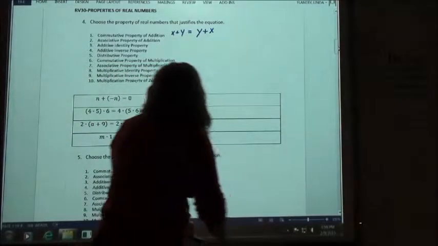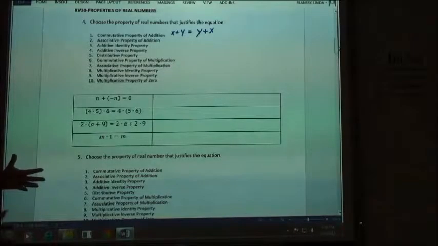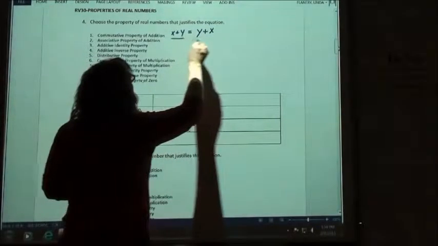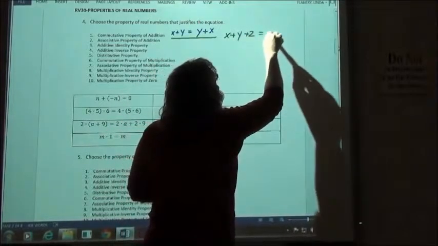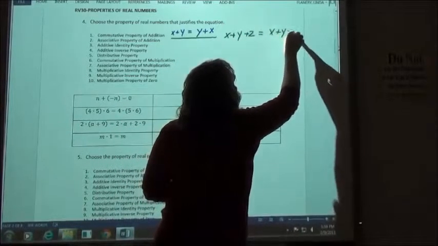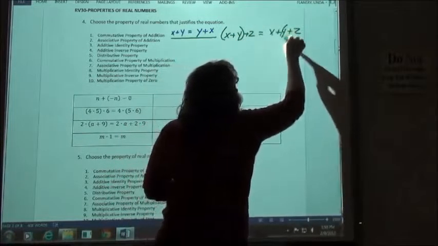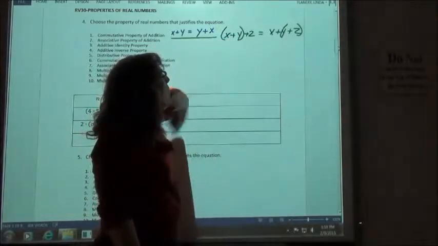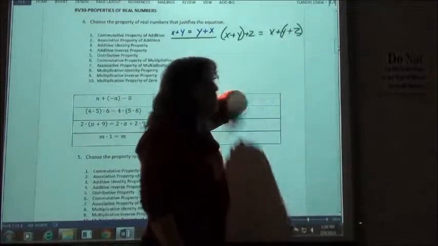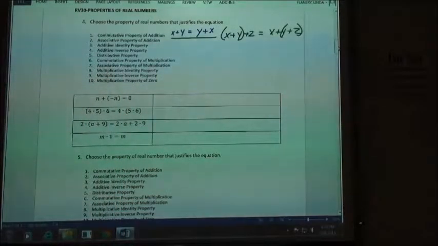Then we had our associative property of addition that said the parentheses have to be moved. The order is the same. So we had something like x plus y plus z equals x plus y plus z. And one of them had parentheses around the first 2. On the other one, it was around the second 2. So on this one, the parentheses are around the x and the y. Here, they're around the y and the z. Everything's in the same order. The parentheses are moved.